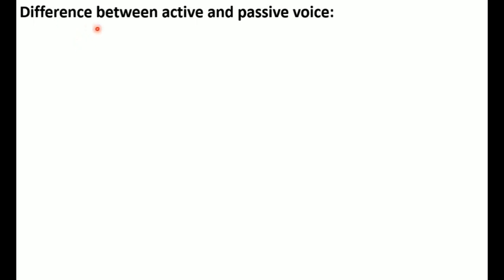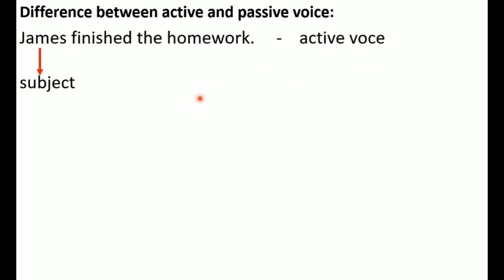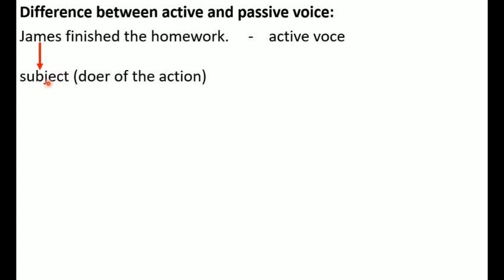Now, difference between active and passive voice. In this sentence, James finished the homework. All right, this is under active voice. Okay, now James here is our subject. And this subject is the doer of the action. Kasi siya ang gumawa eh. Siya ang nag-finish ng homework. So, James is the doer of the action. And James is also the subject.